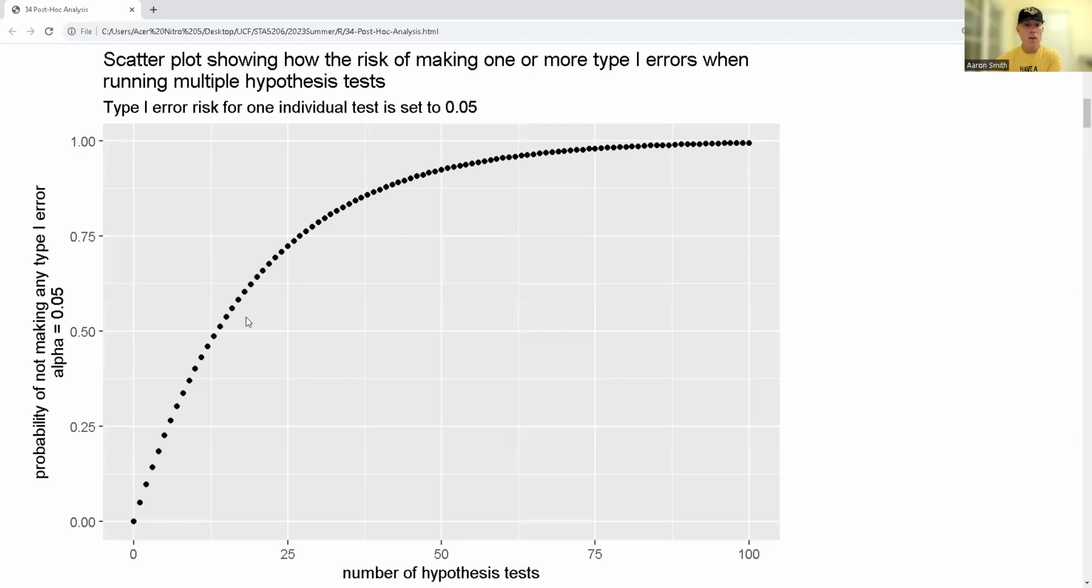And so you can see that what's going to happen, this is going to be 1 minus that 0.95 to the power of n, and you can see that this is the probability of making a type 1 error. The probability of making a type 1 error increases to nearly 1 with more tests. And so this is not what we want as statisticians.